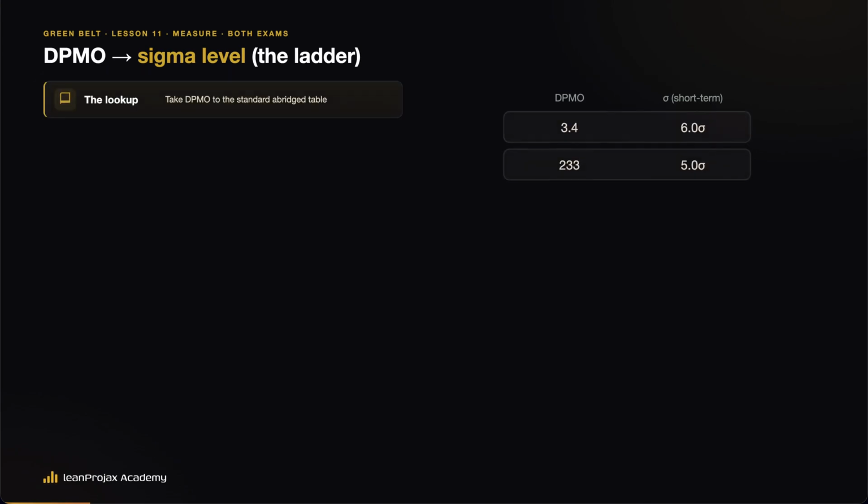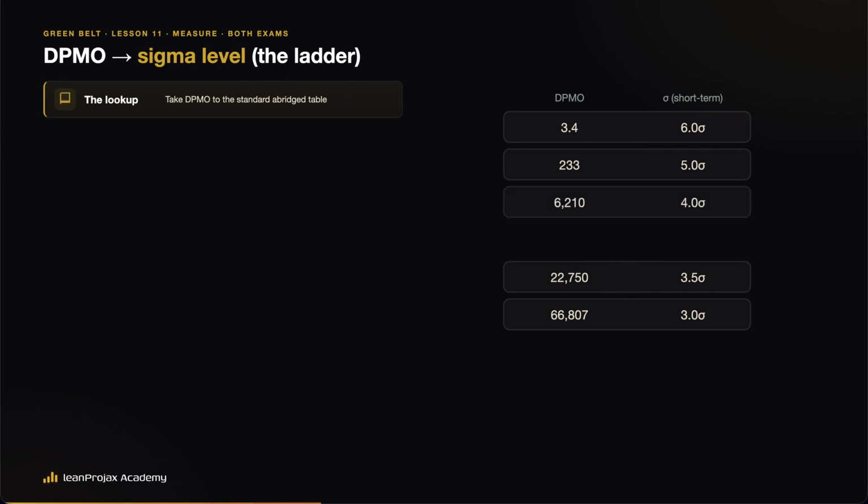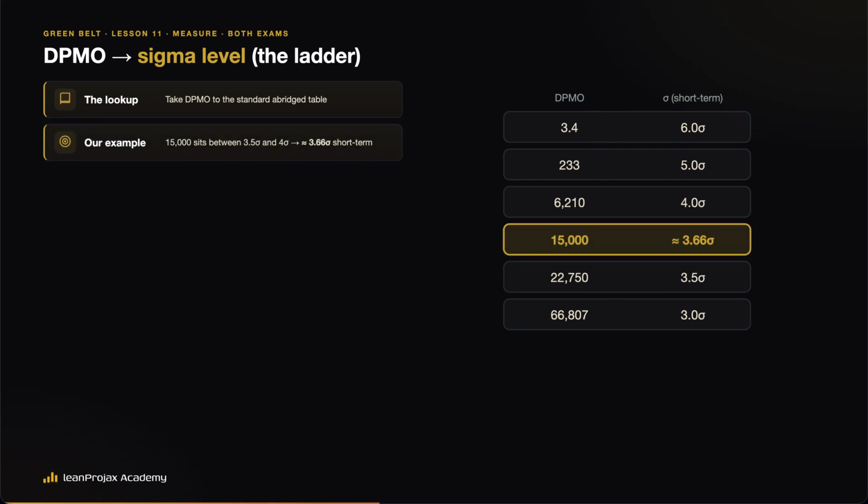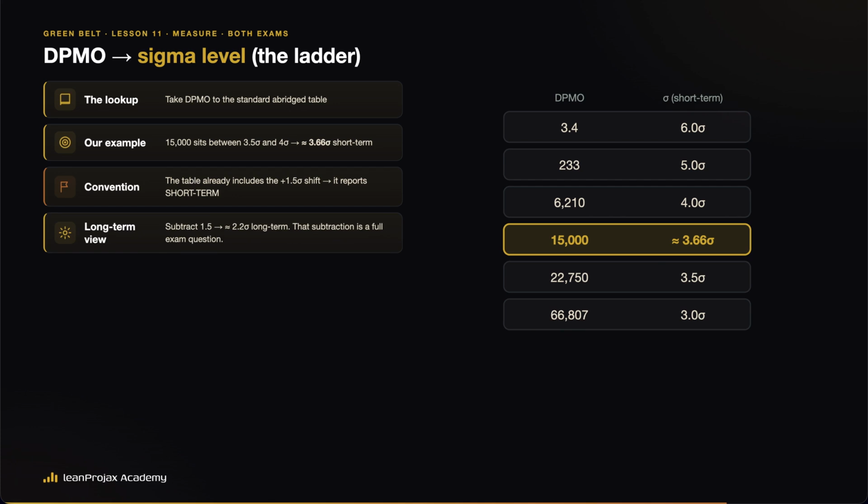Now the sigma level. Take your DPMO to the standard table. 66,807 is 3 sigma, 22,750 is 3.5, 6,210 is 4. 15,000 sits between the last two, about 3.66, call it 3.7 short term. One convention to memorize. The table already includes the 1.5 sigma shift, so it reports the short-term, best-case level. Subtract 1.5 for the long-term view. That single subtraction is a full exam question.